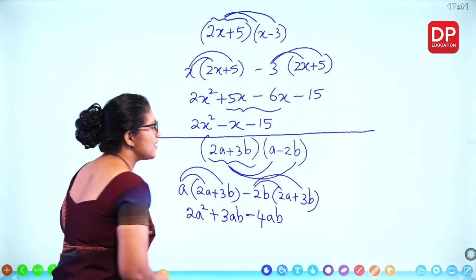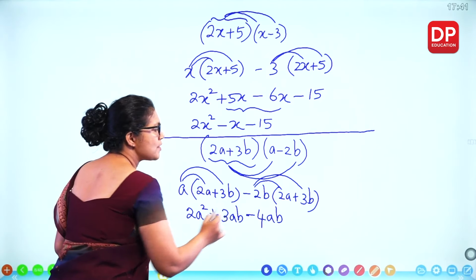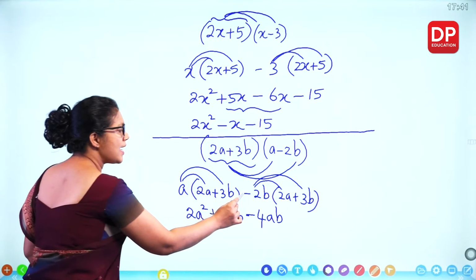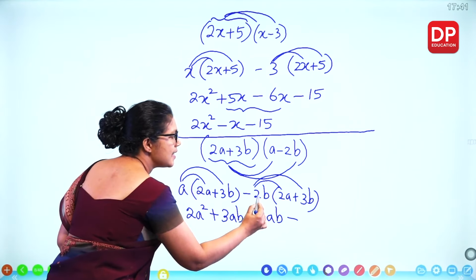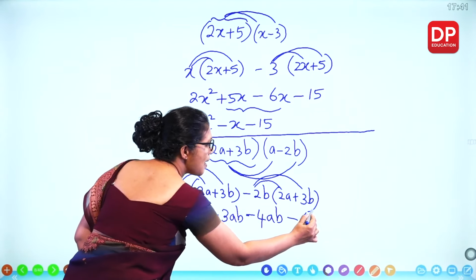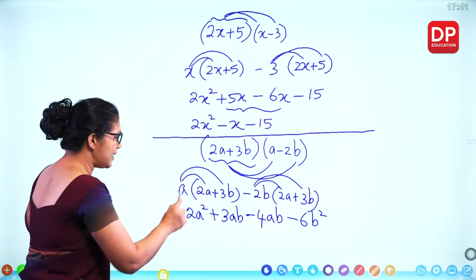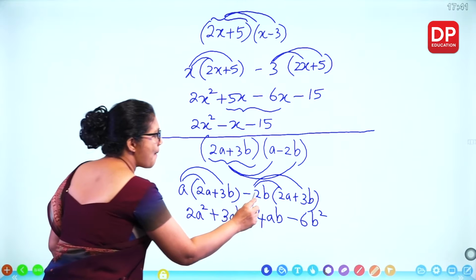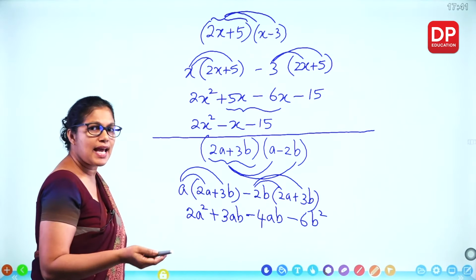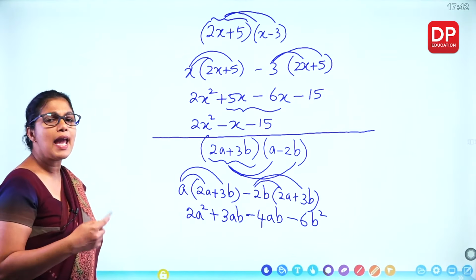Then minus 2b times 3b. So here minus into plus is minus. 2 times 3 is 6, b squared. Here when you are multiplying, have you noticed that b times a is the same as ab.